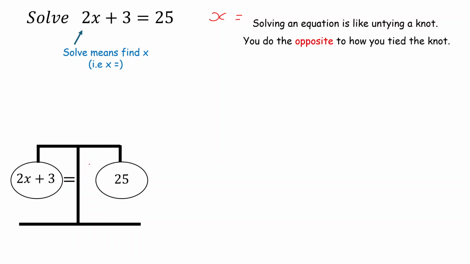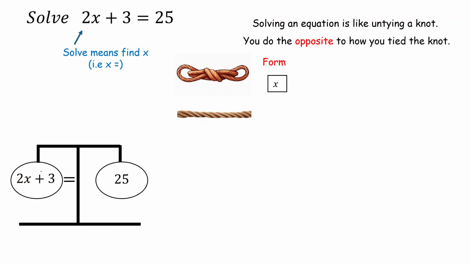Now, we know from the previous videos that when you solve an equation, it is like untying a knot. So you do the opposite to how you tied the knot, which is why it's really important you understand how the equation was formed. If we consider 2x plus 3, we started with some variable x. We then multiplied it by 2 to give you 2x, and then we added 3 to give you 2x plus 3.